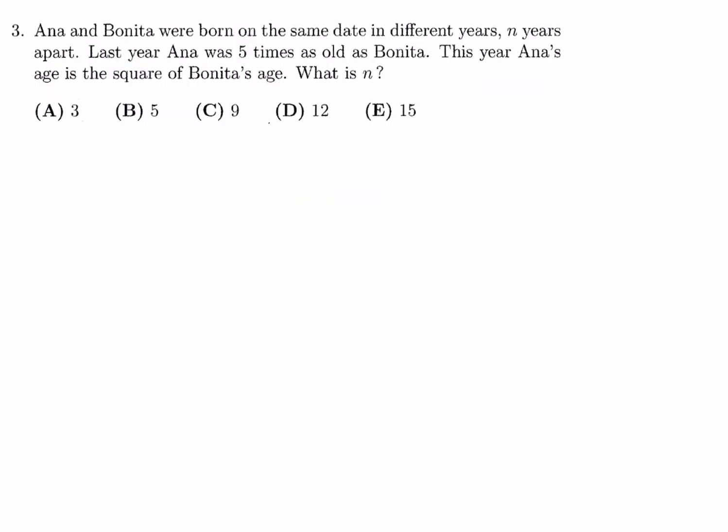Anna and Bonita were born on the same date in different years, n years apart. Last year, Anna was 5 times as old as Bonita. This year, Anna's age is the square of Bonita's age. What is n?